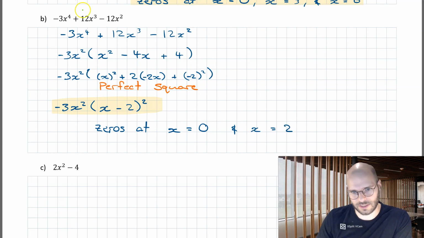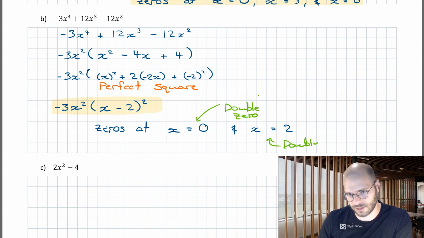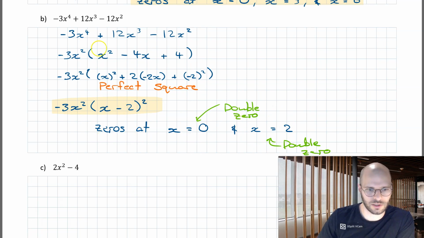What's more interesting is that notice that this is a power of 4. So what you're saying is that you've got a double 0 here, and this is also a double 0. So there's actually 4 zeros. So that's squared, so that means there's 2 zeros, and this is squared here, so that's 2. You can just leave it as is if you want. You don't have to mention it's a double 0.